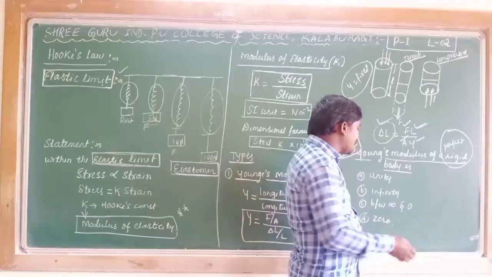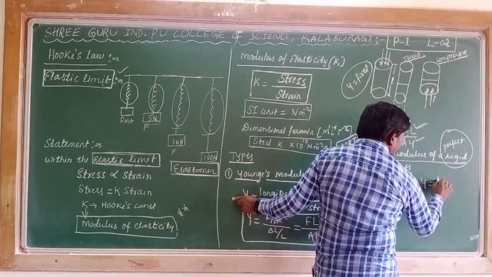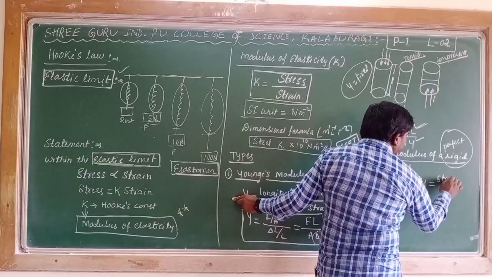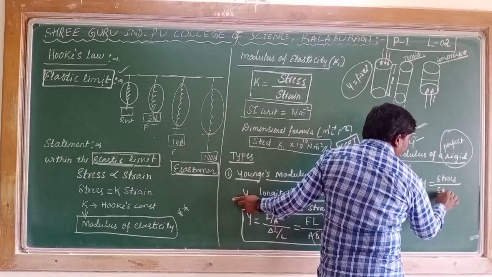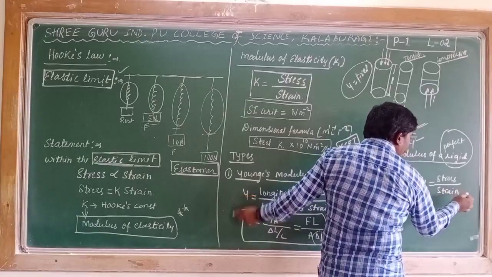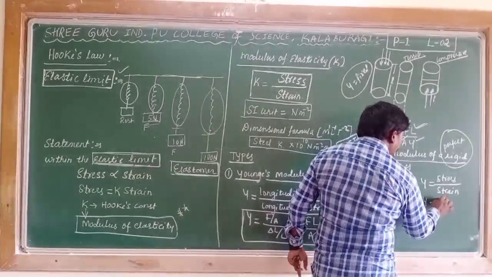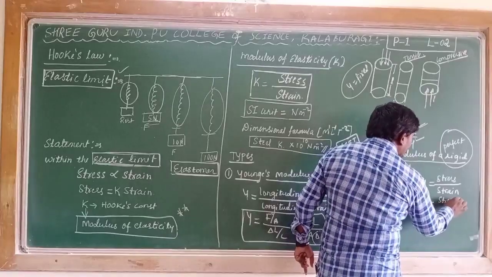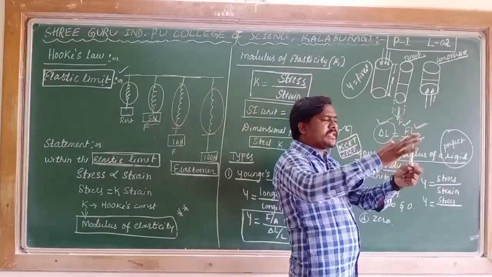Not gaining a strain means, what is the definition for Young's modulus? Young's modulus is stress by strain. What type of stress? Longitudinal stress. What type of strain? Longitudinal strain. There is no change in the length. But we applied a stress. Definitely we applied a certain stress. A certain force is acting per unit area of cross section.